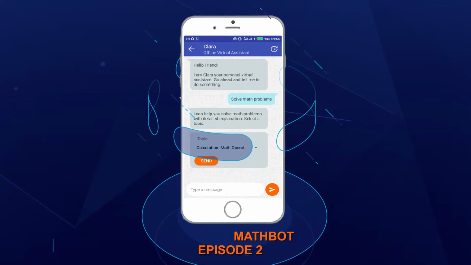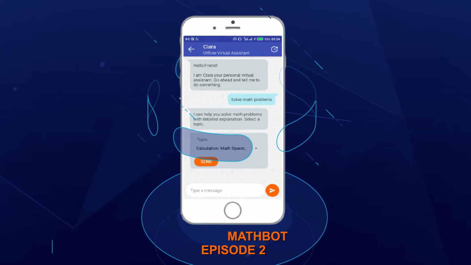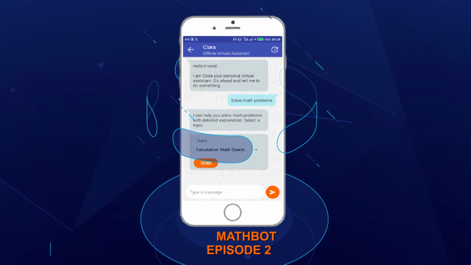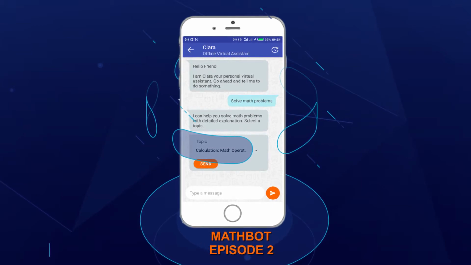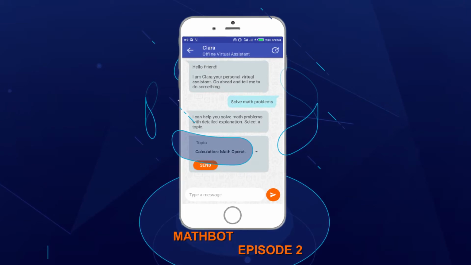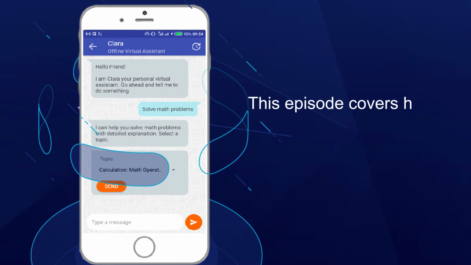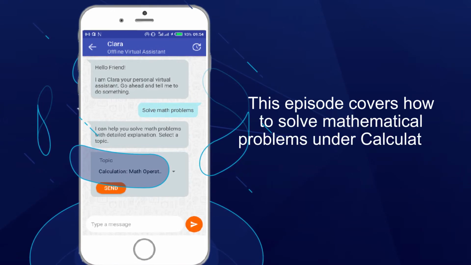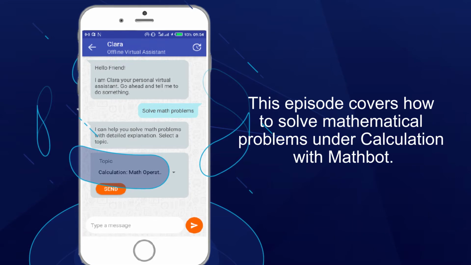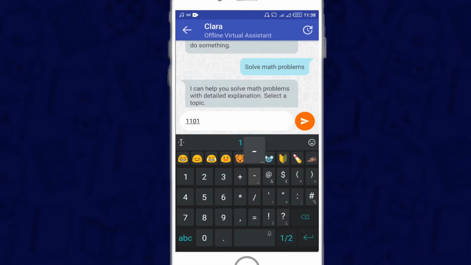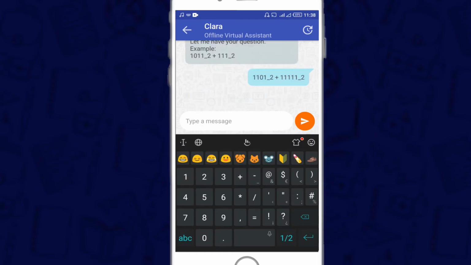MathBot Episode 2. In the first episode of MathBot, I gave you a general overview of MathBot and what it is capable of doing. This episode covers how to solve mathematical problems under calculation with MathBot. With this understanding, solving any mathematical problem under calculation will be a click away.